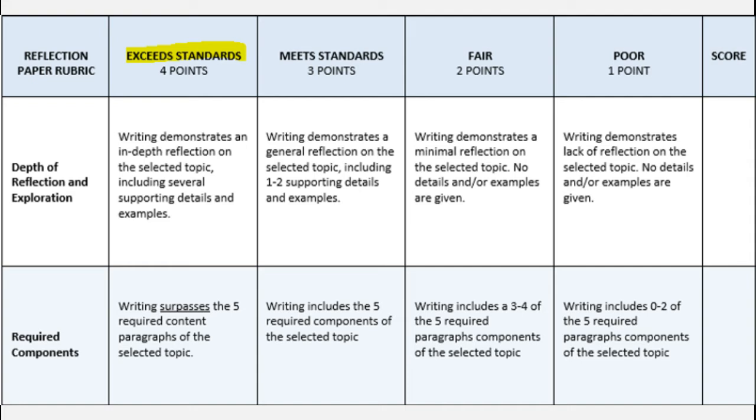Here's an example of a rubric. You always want to compare your writing to whichever description offers the highest number of points. Here, you can see 2 sections under the Exceeds Standards column, Depth of Reflection and Required Components. By following the prompt and being as thorough as possible, you should exceed the standards. To get the best grade possible, you have to go beyond the bare minimum, and reading a rubric can help you see how to do that.